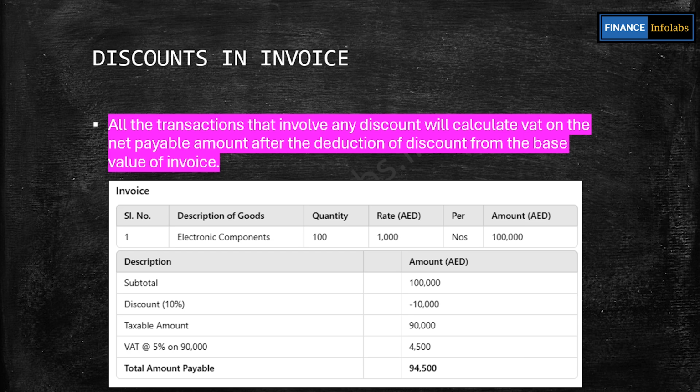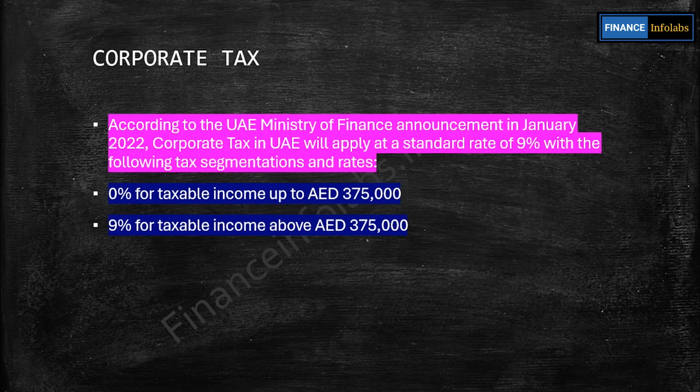For example, invoice base value, AED 10,000. Discount, AED 1,000. Net payable amount, AED 9,000. VAT, 5% of AED 9,000 equals AED 450. Thus, VAT is charged on the discounted amount, ensuring accurate VAT reporting and compliance. In the next slide, we can discuss about corporate tax in UAE.